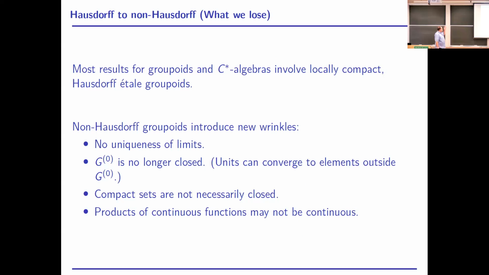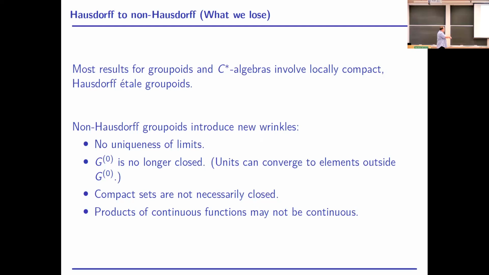So now, onto what we lose when we go to a non-Hausdorff setting. Most results for groupoids and C-star algebras involve locally compact Hausdorff étale groupoids. When we go to non-Hausdorff, we immediately lose uniqueness of limits. Our unit space is no longer closed, so units can converge to elements outside of G0. Compact sets are not necessarily closed.